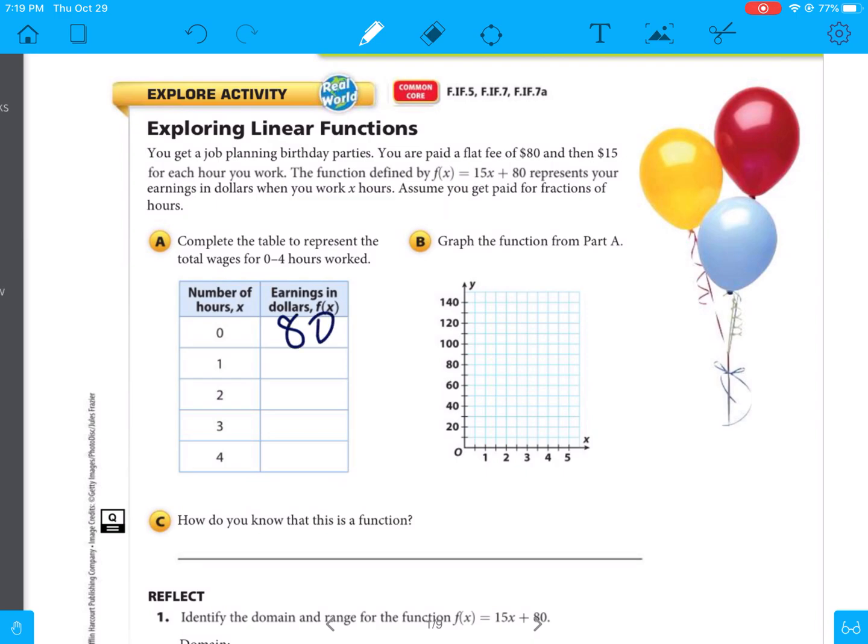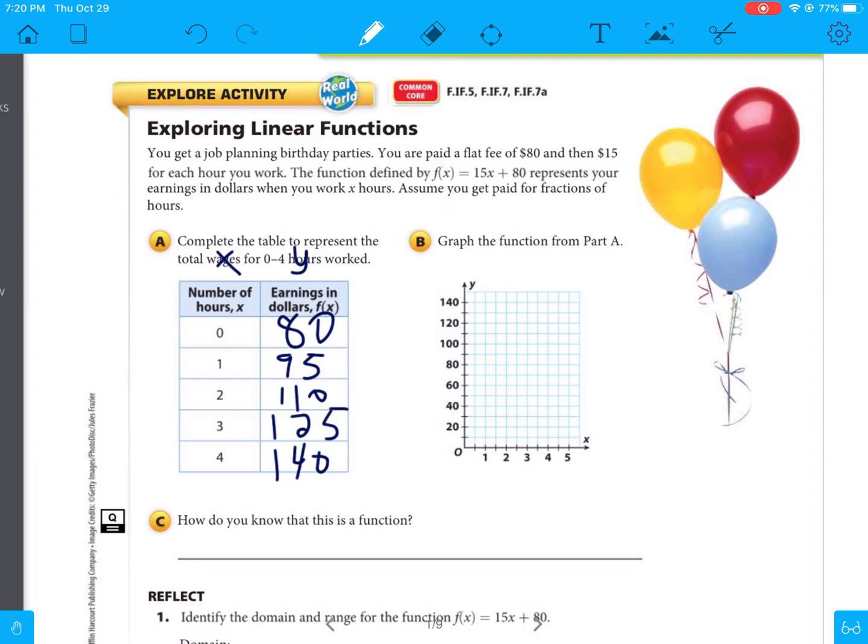Now if you work 1 hour, you plug a 1 in for your x, so 15 times 1 is 15 plus 80, so you're going to get $95. Then you should get 110, 125, and $140. So when you graph this, it's like an XY.